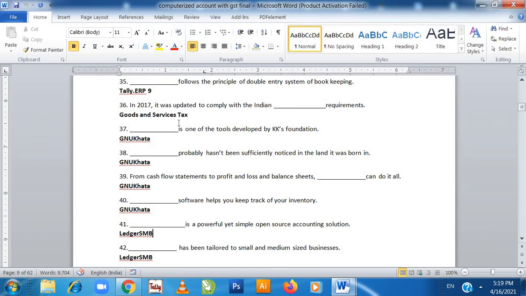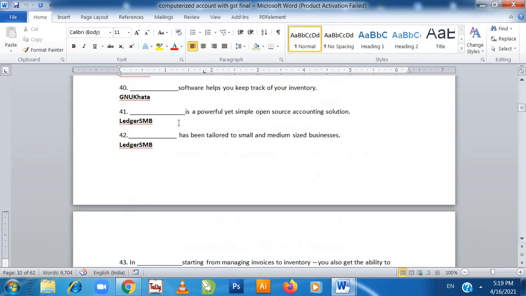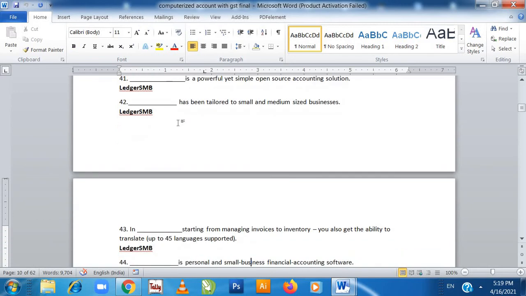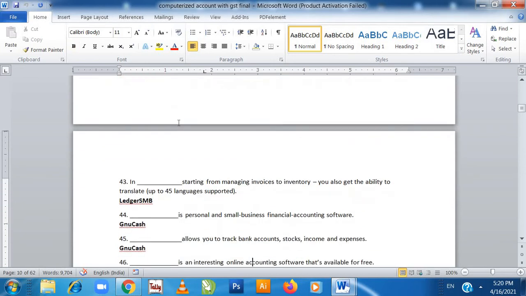Dash is a powerful yet simple open source accounting solution, answer is Ledger SMB. Dash has been tailored to small and medium sized business, that is Ledger SMB. In Dash, starting from managing invoice to inventory, you also get the ability to translate up to 45 languages supported, answer is Ledger SMB. Dash is personal and small business financial accounting software, that is JNU Cash.